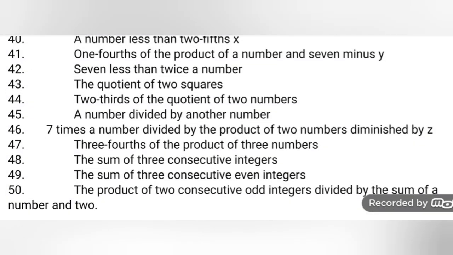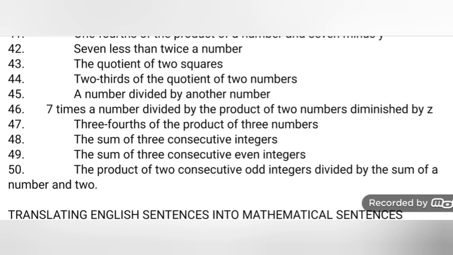Okay? 2/3 of the quotient of two numbers. Quotient of two numbers, 2/3 of the quotient of two numbers. So, quotient of two numbers, x over y. And then 2/3 of that, so multiply with 2/3. So, we say 2x over 3y. Ganun lang siya. A number divided by another number. So, x divided by y.